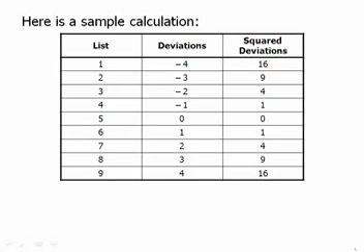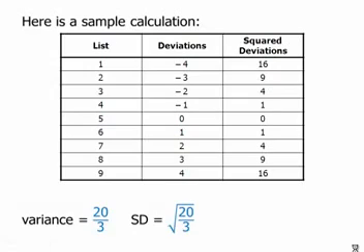Now we average that third list. The average of that third list is something called the variance. So the variance, the average of that list, happens to be 20 over 3. That's the variance of the first list. The first list has a variance of 20 over 3. To find the standard deviation, we take the square root of the variance. So we could write it in radical form.